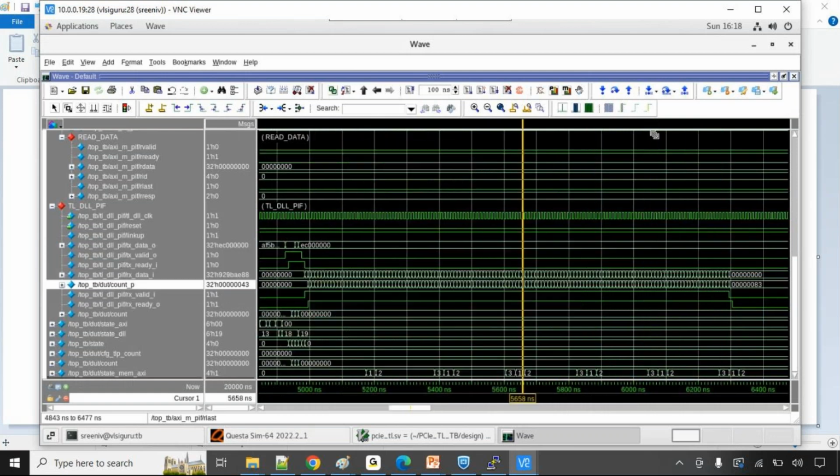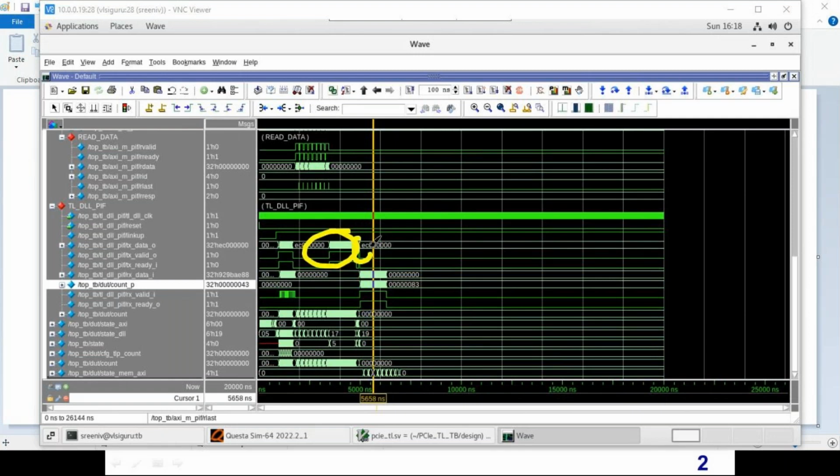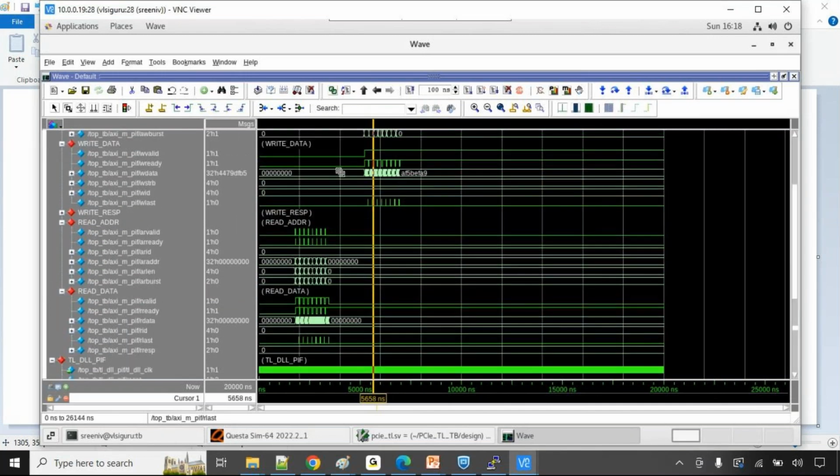So here what we have done is a memory write. The same data is being read. This was a memory write, and then we did a memory read. Then we are getting back a completion packet. So we could even verify that whatever data comes as part of the memory read, we were able to write into the memory through the AXI interface. All these things we have validated by running the simulation.